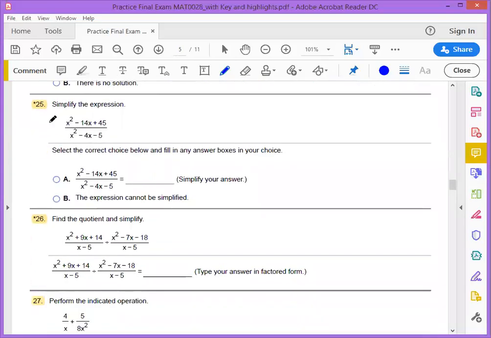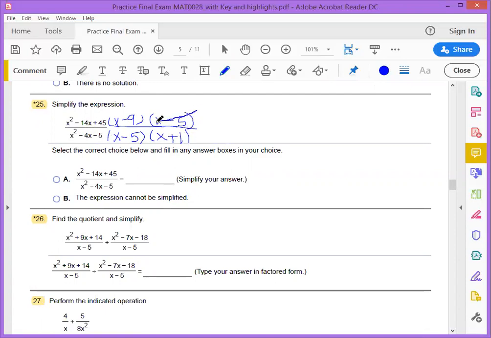All right, let's look at number 25. Now we need to factor in the numerator and factor in the denominator here. So we find two numbers where when we multiply them, we get 45, and when we add them, we get negative 14. And that'll be 9 and 5. So x minus 9 and x minus 5 will factor the numerator. In the denominator, two numbers that multiply together to give us negative 5, but when we add them, we get negative 4. That'll be x minus 5 and x plus 1.